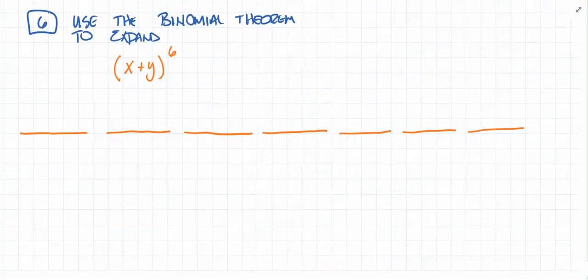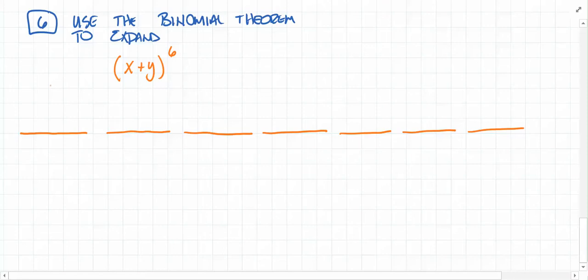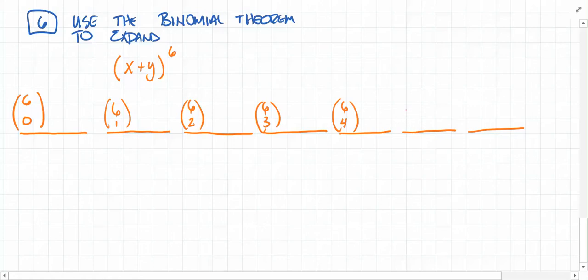There we go. Okay, we're going to start with our binomial coefficients first. So we're going to start with 6 choose 0. And we're going to work our way all the way up until we get to what, everybody? 6 choose 6. Very good. 6 choose 1. 6 choose 2. I heard that, by the way. 6 choose 3. 6 choose 4. 6 choose 5. And then 6 choose 6. Okay? Don't write it as a fraction.